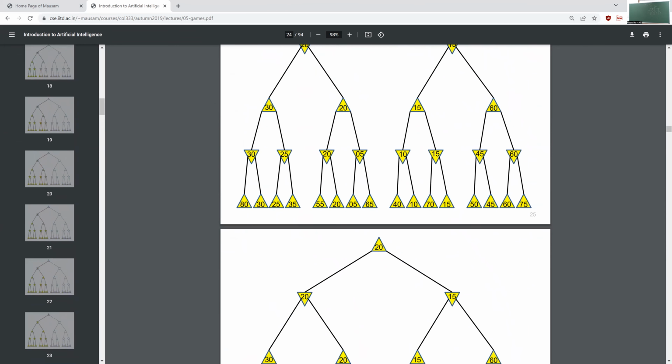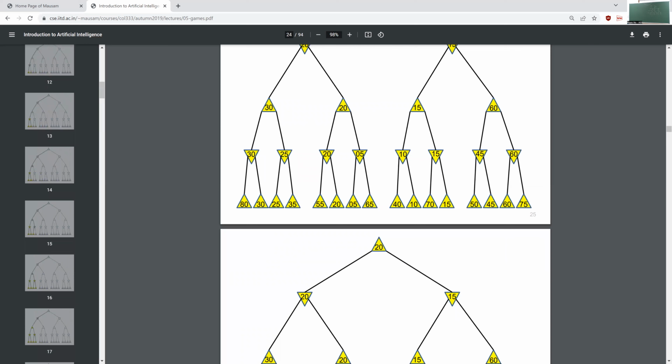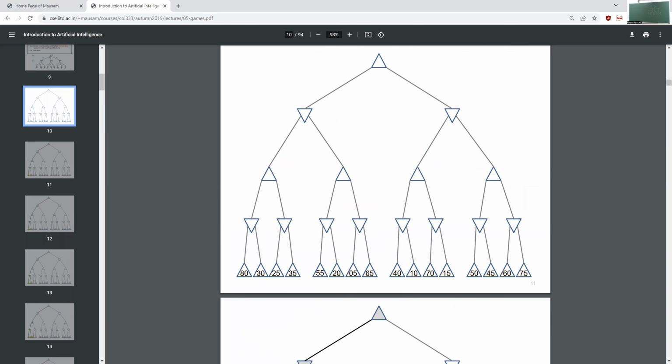Let's go to this picture. So let's say at the root, I want to calculate the minimax value of the root. How do I calculate it? I recursively calculate the minimax value of the min nodes. Once I have the minimax values of its children calculated, I choose the maximum and copy it.